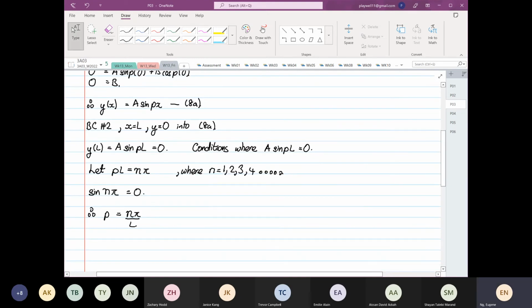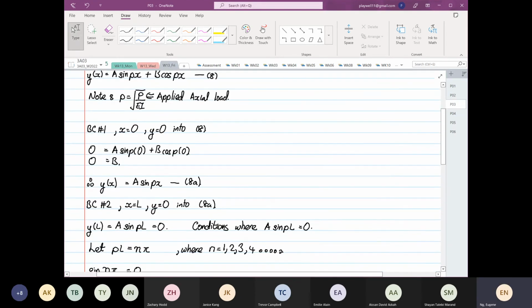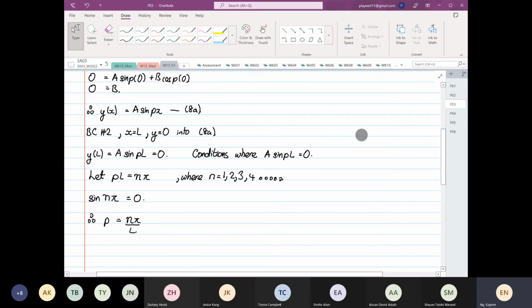So remember what I told you guys small p was. Small p is equal to the square root of capital P over EI. So we are going to write this as the square root of big P, which is our applied axial load, divided by Young's modulus and second moment of area, is equal to n pi over L.